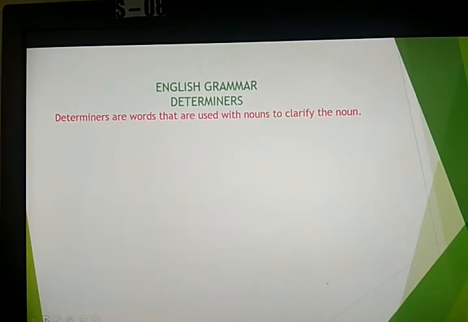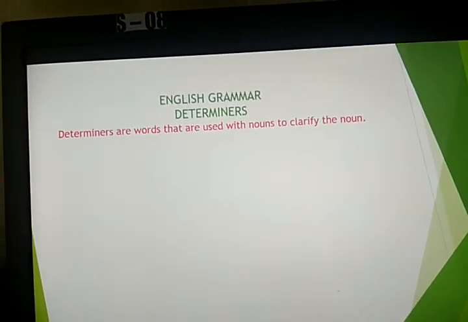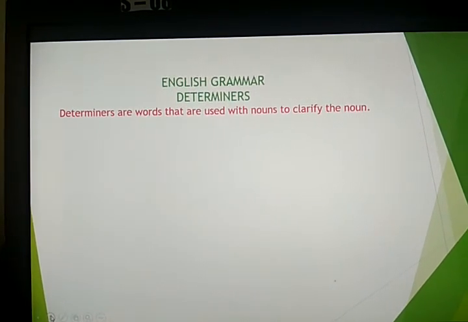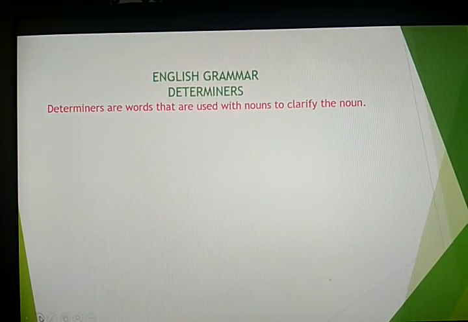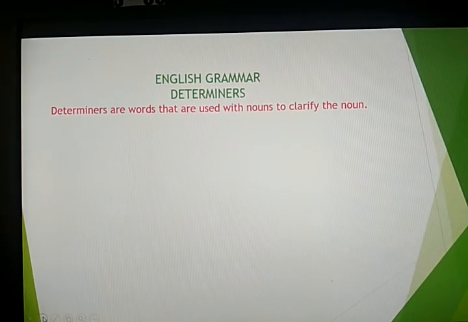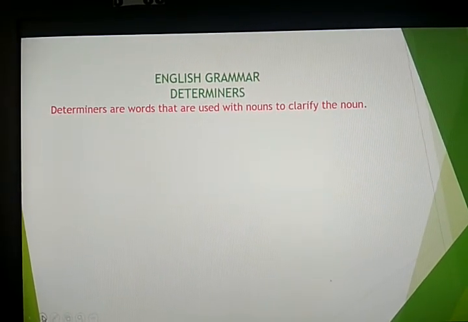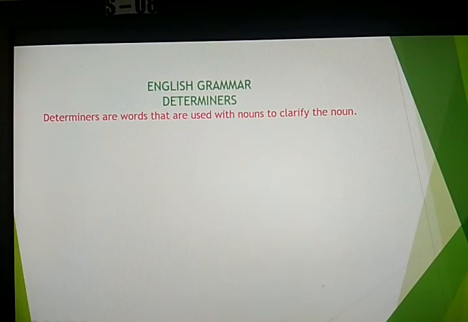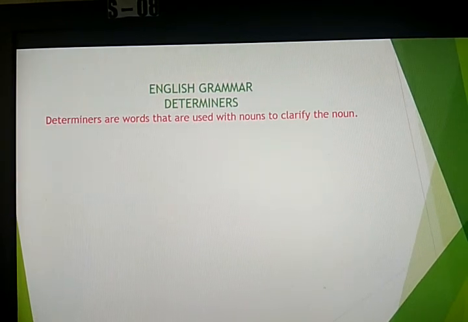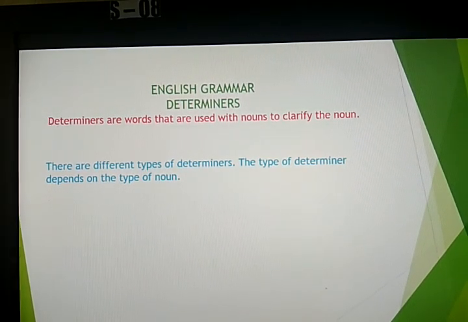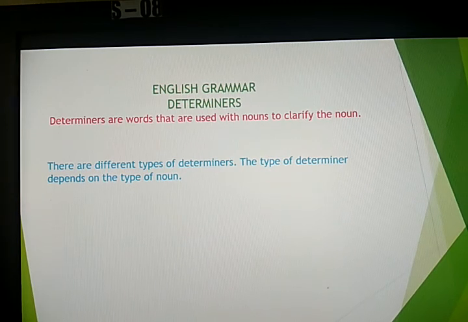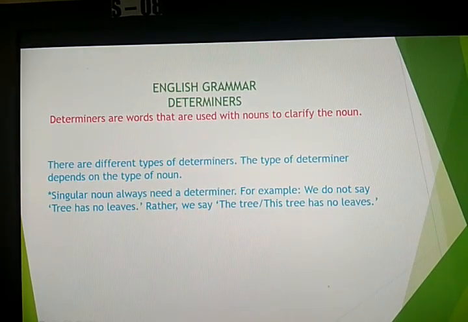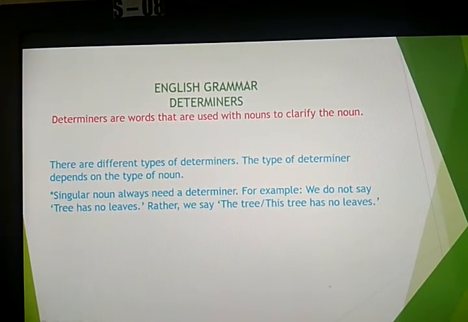Now in English grammar, out of the topics, we will learn determiners. Determiners are words that are used with nouns to clarify the noun. So determiners are always used with nouns, because determiners clarify the noun. They give more information about the noun. There are different types of determiners. The type of determiner depends on the type of noun. These points you have to keep in your mind.